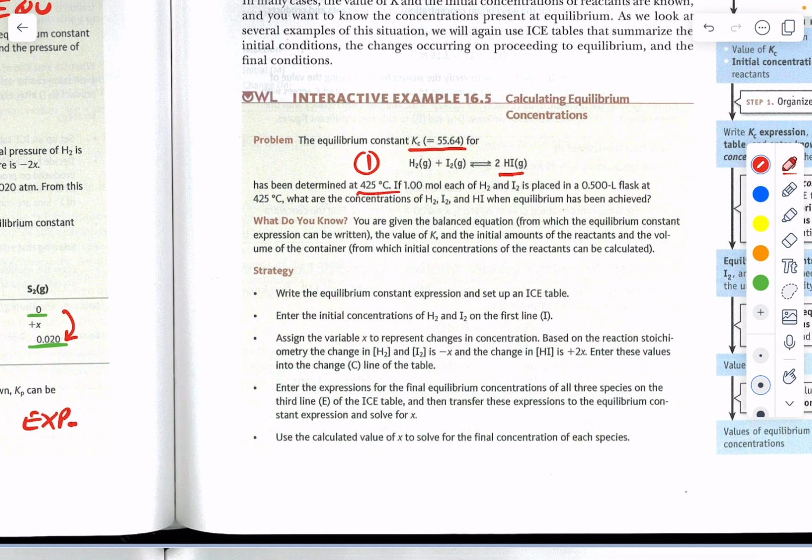And then let's see what we're given here. You're given the temperature, which is not needed in the calculations. You're given, again, the molarity of each of your, not the molarity directly. This is a little tricky here. Notice that you're told you have 1 mole of hydrogen gas and oxygen gas, and it's in a 1/2 liter flask. So that's going to change the numbers that I put into my ice chart.